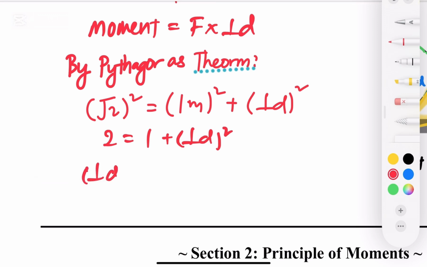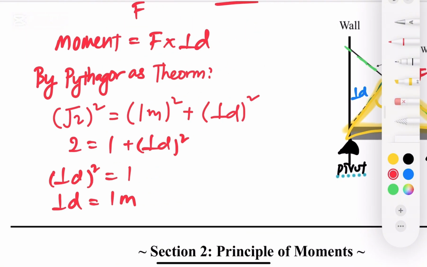And we see that the square of the perpendicular distance is 1 meter squared, and therefore the perpendicular distance is just 1 meter. Of course, just a reminder for mathematics' sake, when you take the square root on both sides, you should include plus minus. But in this case, we will reject the negative because we're looking at a distance, a length. It doesn't make sense to have a negative length, right? So we will ignore the negative for now.